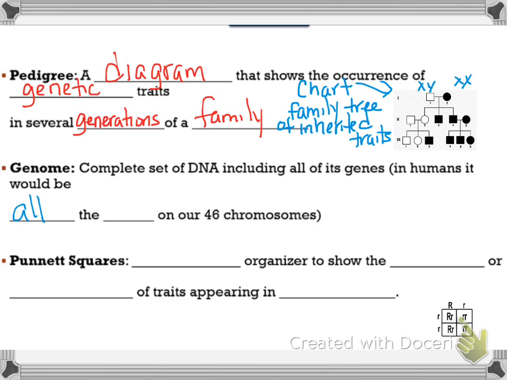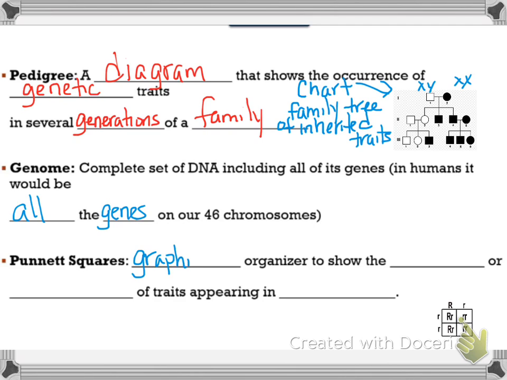Alright, a genome is basically, this genome definition is a little messed up from your sheet also, possibly. But it's a complete set of DNA, including all of its genes. In humans, it would be all the genes on our 46 chromosomes. So, like, every single gene that we have is discussed as a genome, okay? It's just been in the last 20 or 30 years that they even discovered all and were able to name all of the genes on our chromosomes. So it's relatively new science.